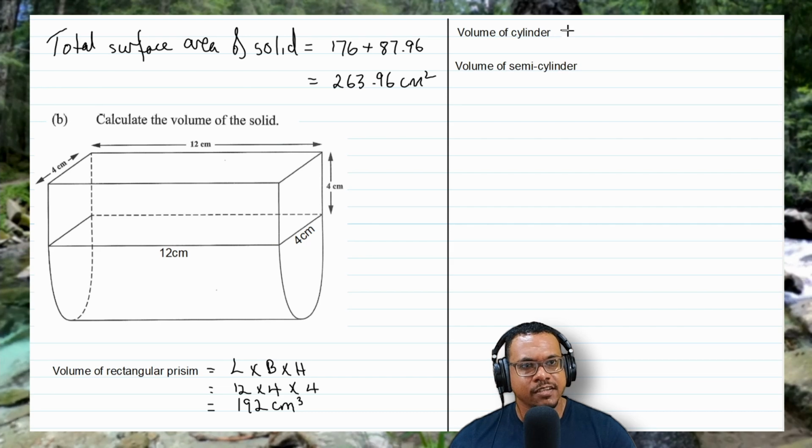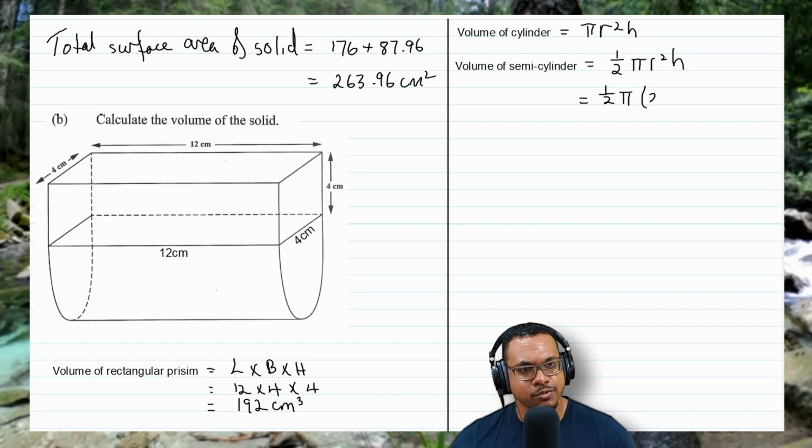So the volume of a cylinder is equal to pi r squared h. So the volume of the semi-cylinder is going to be a half times pi r squared h. Okay? So now let's put those values in. Half pi, and the radius, remember the radius was 2 centimeters, so that's 2 squared, and the height was 12.